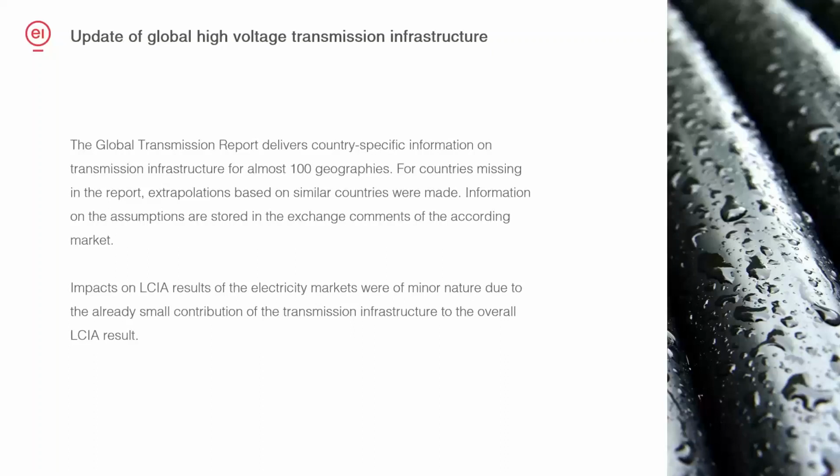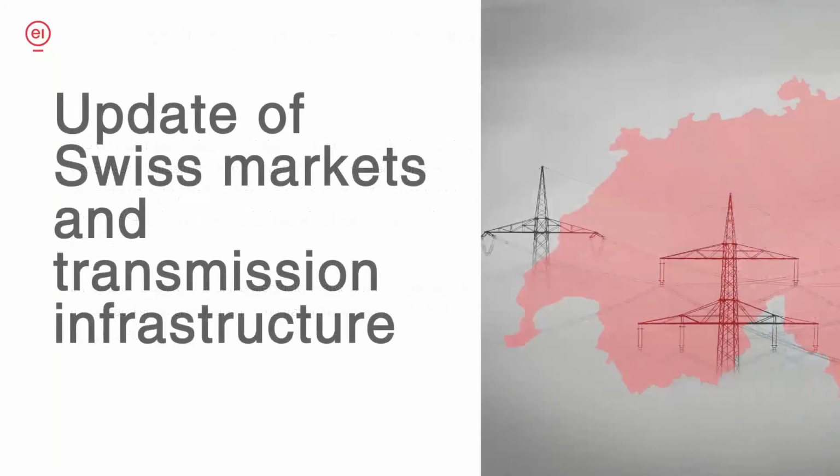The change to new transmission datasets and country-specific infrastructure amounts had only minor impacts on LCIA scores due to the already small contribution of infrastructure to the overall LCIA score results of the electricity markets. As mentioned in the introduction, Switzerland is not updated with the same procedure as the majority of electricity markets. In the next couple of slides, we will explore how this update is performed.